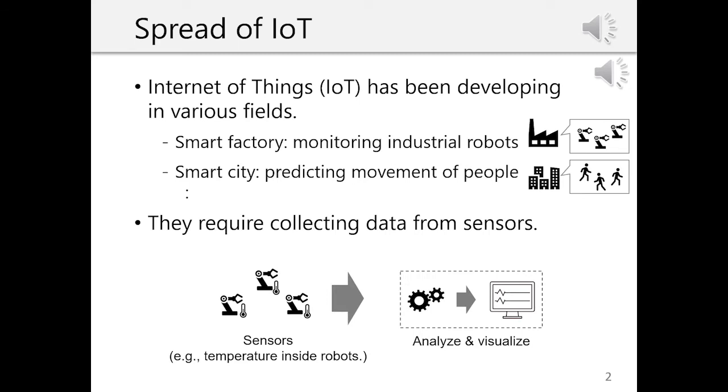The Internet of Things has been developing in various application fields. For example, some companies have been developing smart factories where they can monitor industrial robots to realize preventive maintenance and to reduce unexpected downtime. Such a system is made possible by collecting various data from sensors of those industrial robots, like operation time and inside temperature.